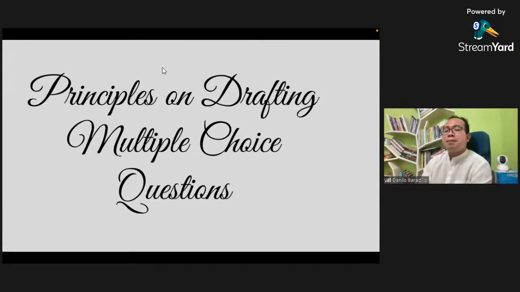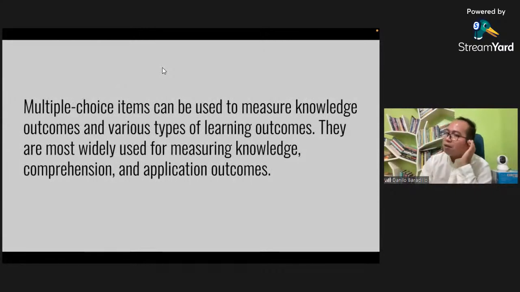So multiple choice items can be used to measure knowledge outcomes and various types of learning outcomes all across Bloom's taxonomy. They're most widely used for measuring the knowledge, comprehension, and application outcomes mostly, right? But there are still other things that are measured in the examination, but at least in multiple choice. But multiple choice cannot be true to all types of topics or types of content. Okay, there are other assessments that can be used for those.